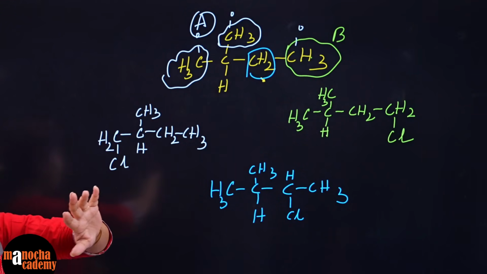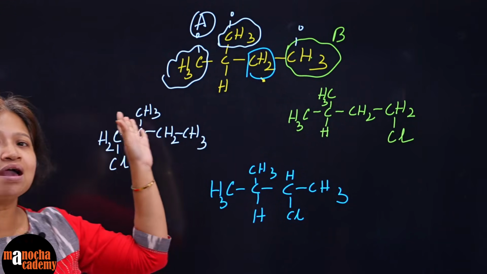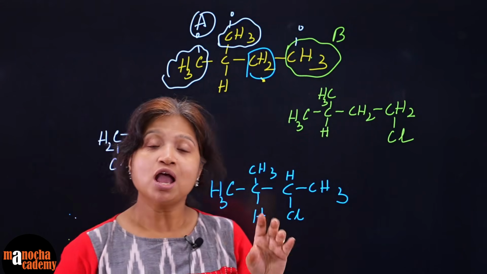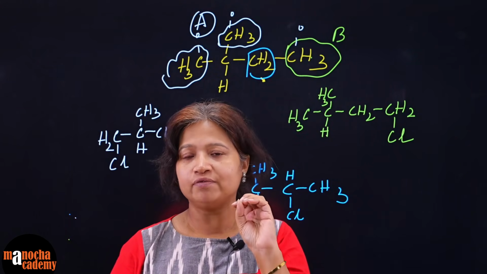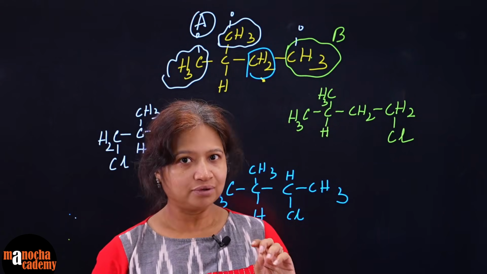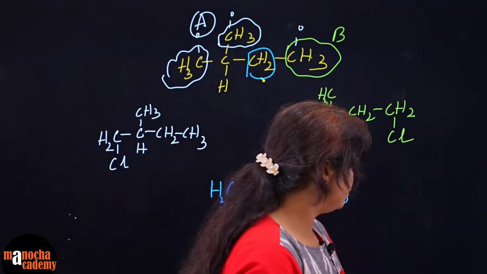And you can be given any number of compounds of this type. The only thing is you have to find out how many types of carbon. When I say type, I mean the same environment type of carbon. Okay. Another example I give you.